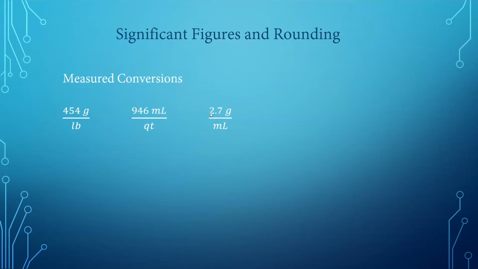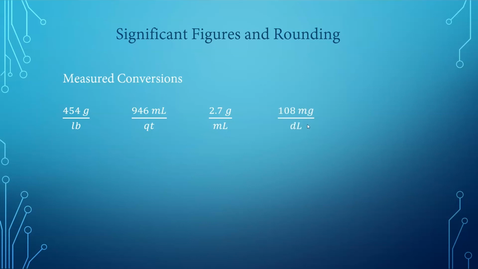The density of aluminum, 2.7 grams per milliliter. This one had to be measured, and this one's only been measured to 2 significant figures, so it's not as accurate. Every time we add another digit, it makes it 10 times more accurate.